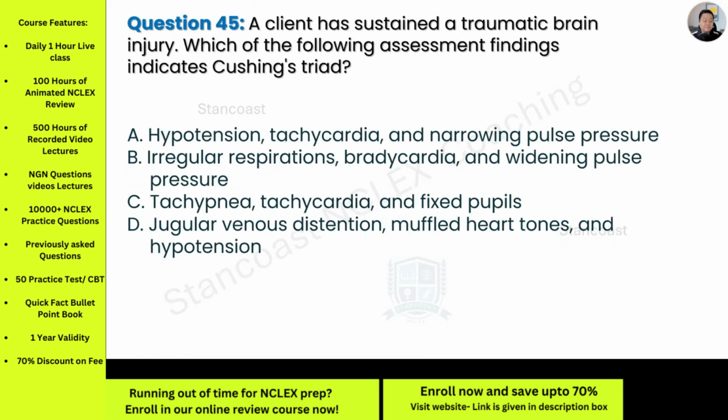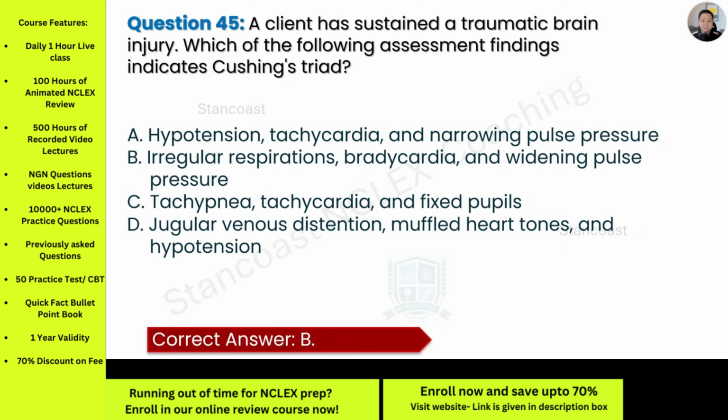Let's have number 45. A client has sustained a traumatic brain injury. Which of the following assessment findings indicates Cushing's triad? A. Hypotension, tachycardia, and narrowing pulse pressure. B. Irregular respirations, bradycardia, and widening pulse pressure. And C. Tachypnea, tachycardia, and fixed pupils. D. Jugular venous distension, muffled heart sounds, and hypotension. The answer is letter B.